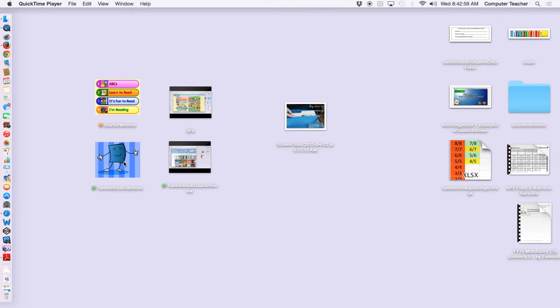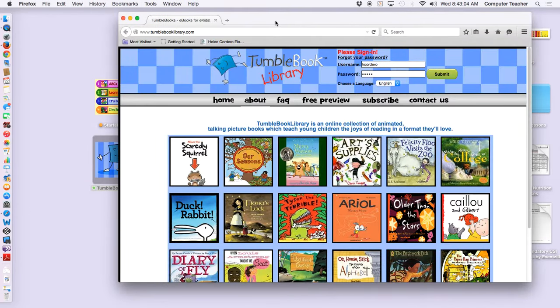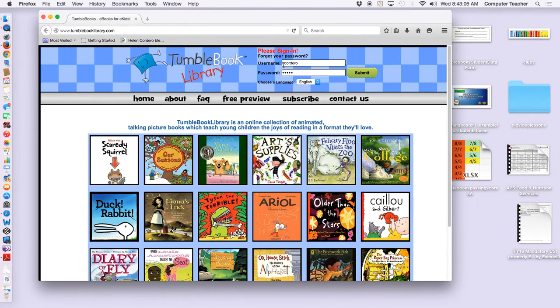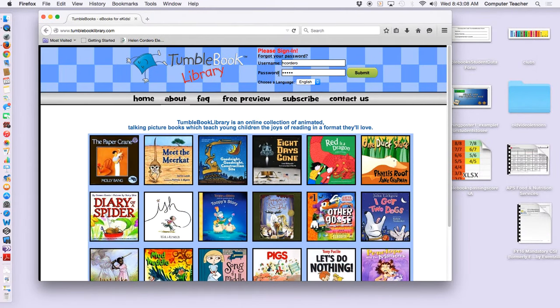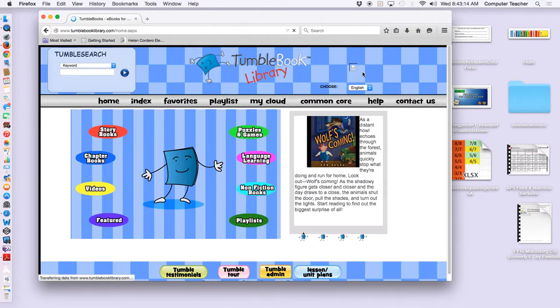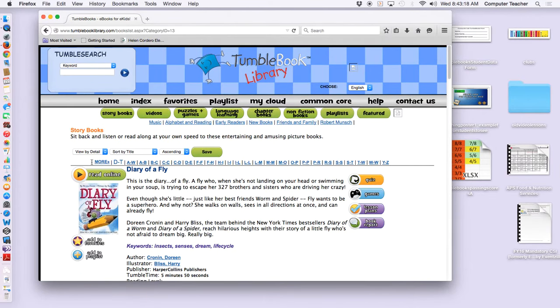So we're going to go through Tumblebooks, a real quick lesson. Here's Mr. Tumblebooks. And if your computer does not have the password, just let me know, unless you know how to type it in yourself. Then you press the red button, and of course you're going to choose a story that you have not read before.